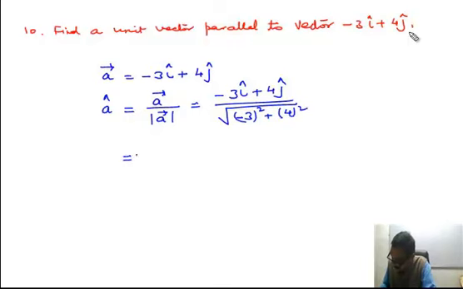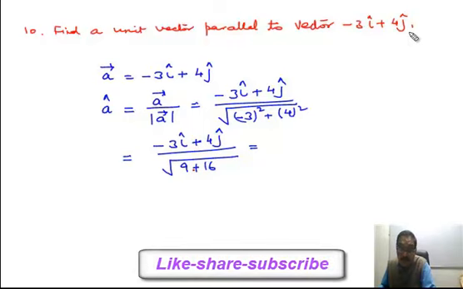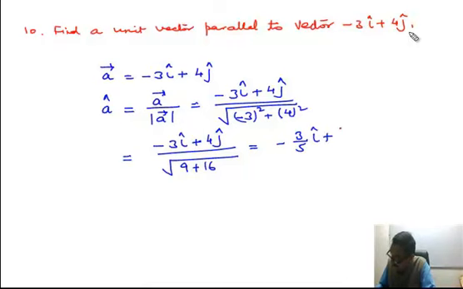Simplifying this, this gives us minus 3 i cap plus 4 j cap upon under root of 3 square is 9, 4 square is 16. So under root of 25, which is 5. So it is minus 3 upon 5 i cap plus 4 upon 5 j cap. This is our required unit vector.